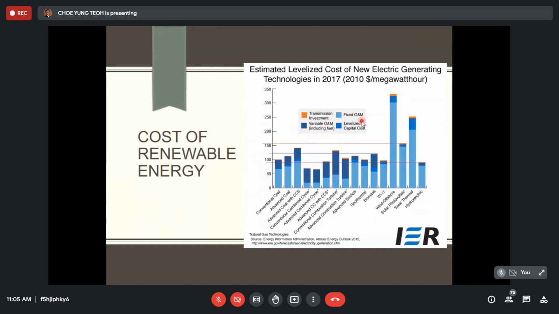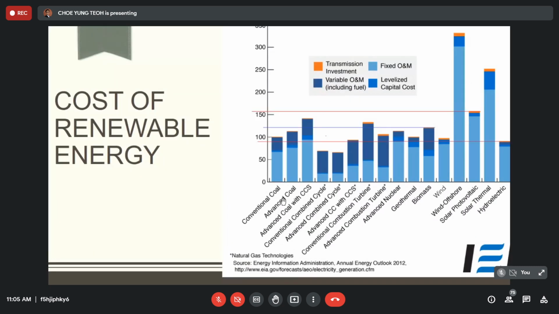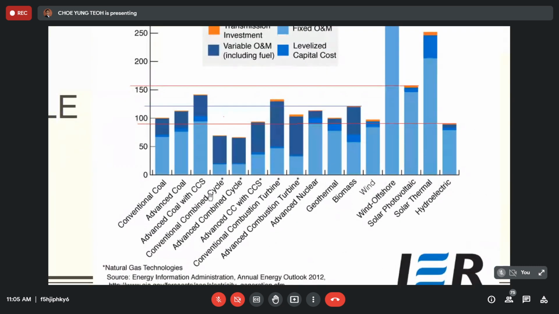And fixed O&M is something like routine maintenance. So even if you run your power plant at minimum power, you still need to pay for this fixed O&M. Then we have the average capital cost. Capital cost refers to how much you need to pay when you build the power plant. Okay, there's a lot here, so maybe we start from the first one.